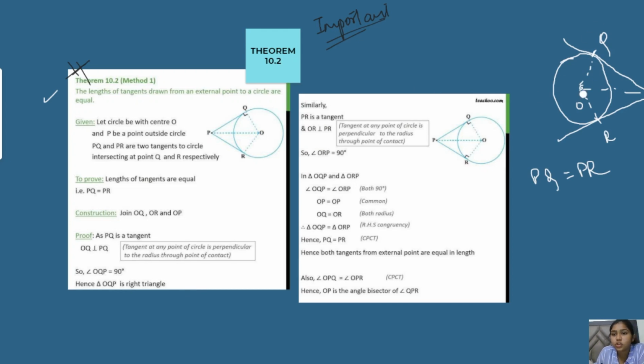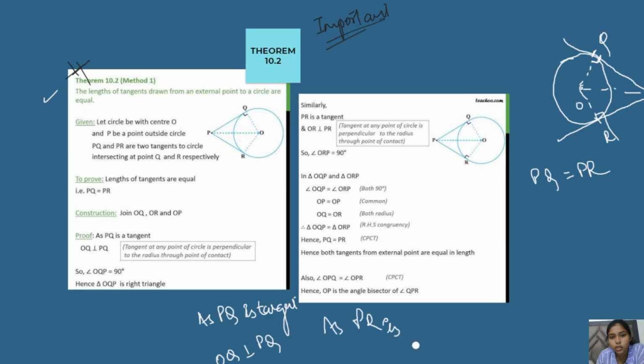Now prove, as PQ is a tangent. We know that the radius always makes a 90-degree angle with the tangent, so this angle will be 90 and this angle will also be 90. As PQ is a tangent, we can say that OQ is perpendicular to PQ, and as PR is also a tangent, we can say that OR is also perpendicular to PR. Now angle OQP will be 90 degrees, so it is a right triangle, right? Similarly, PR is the tangent, so OR is perpendicular to PR and it is also 90 degrees.